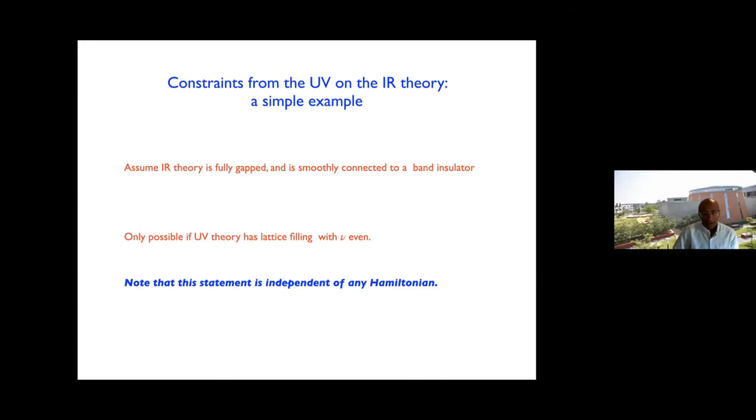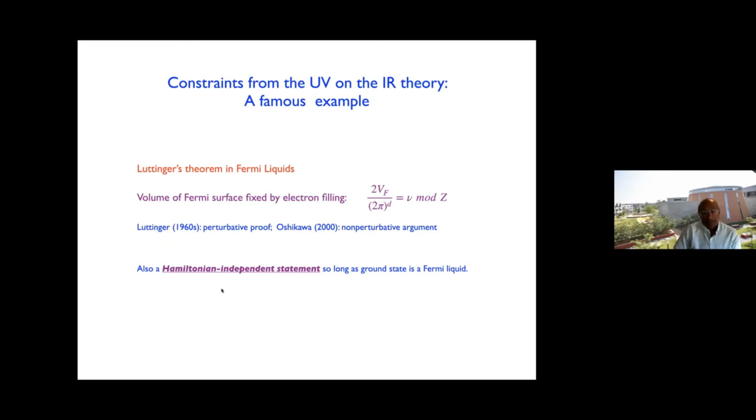Okay. So there's a less famous, but more subtle example of a very similar constraint from the UV on the IR theory.